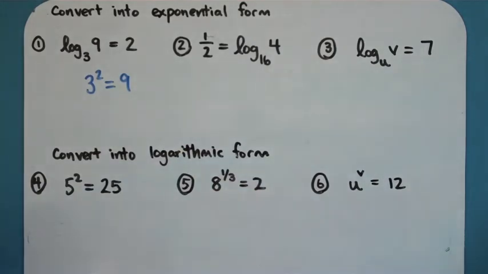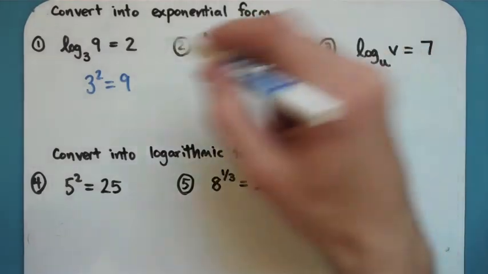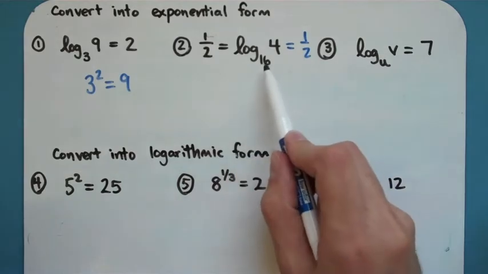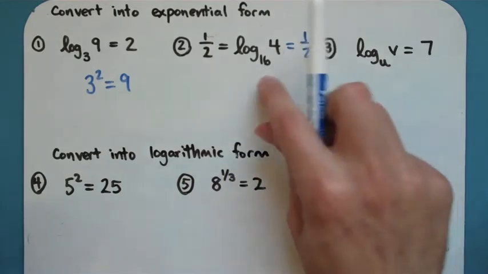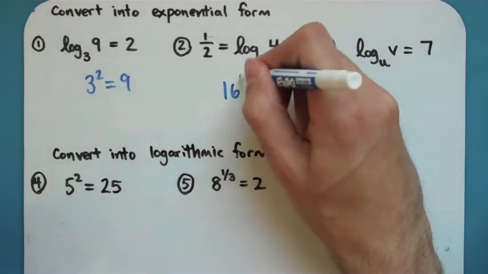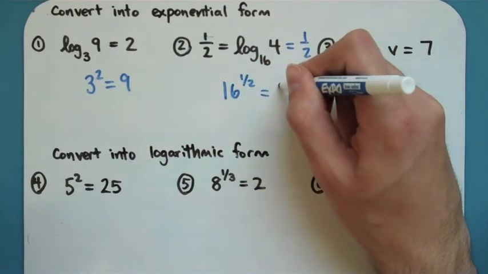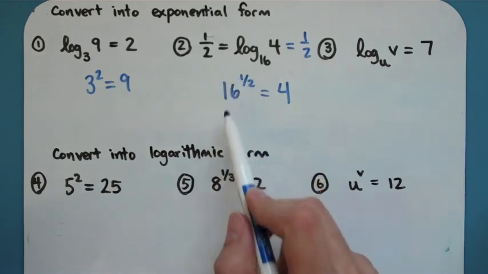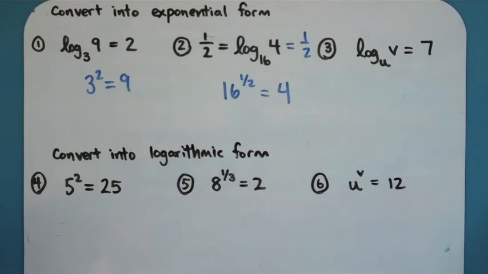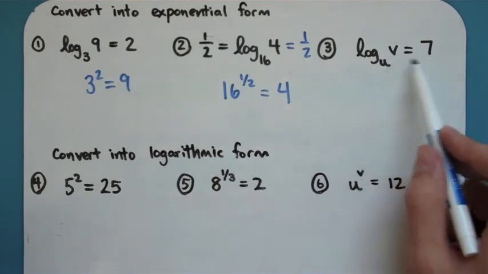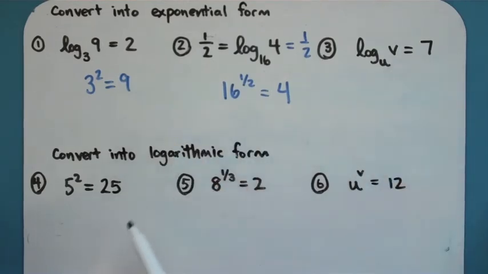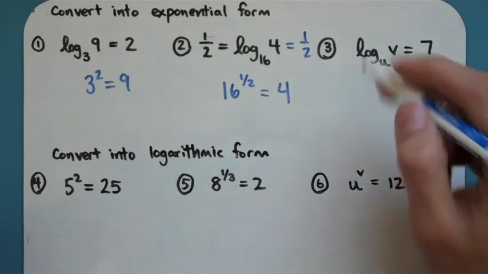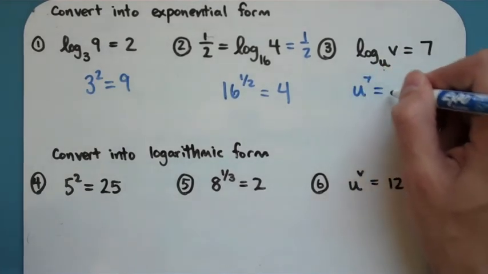For my second problem, if it bothers you that the 1/2 is over here, because we're used to the equals being on the right, just rewrite it. So it's the same thing as a 1/2 on this side, where you do this number to this power equals that. So when we do that, we get 16 to the 1/2 equals 4. And that does make sense if you remember a 1/2 power is the same thing as a square root. So that checks out. Sometimes I may give you random letters on a logarithm, so you can't test like these two to make sure you did it right. All you can do is the same motion: this number to this power equals that. So we're looking at u to the 7th power equals v.